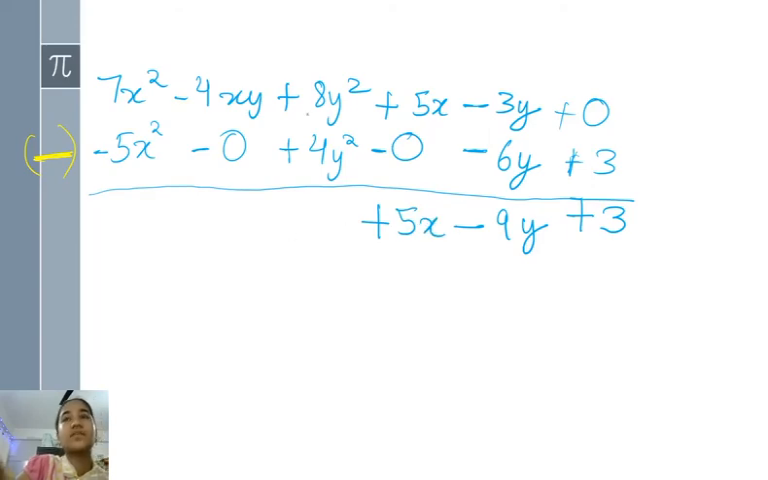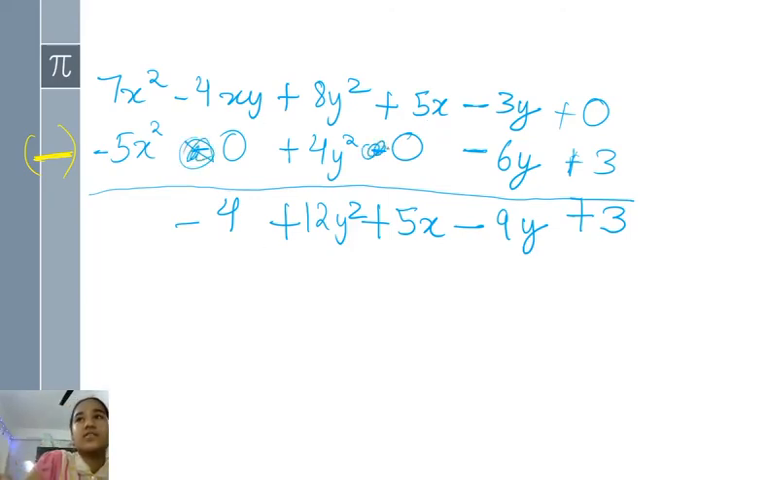Plus 8y squared, plus 4y squared, so plus, same sign. 8 plus 4, 12, y squared. Minus 4xy, minus 0, minus. This 0, it's up to you. Zero will never have minus or plus, it doesn't have. But just for your reference, you have done it. This is not necessary actually when it comes to 0. So 0 is 0 itself. Minus 4xy. So it will remain minus 4xy.